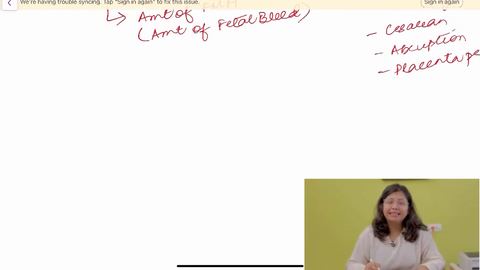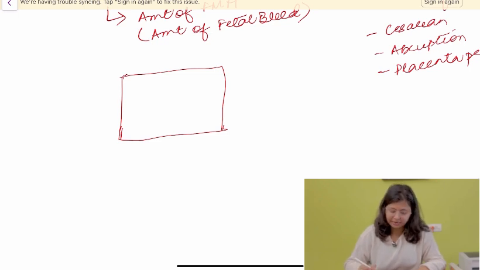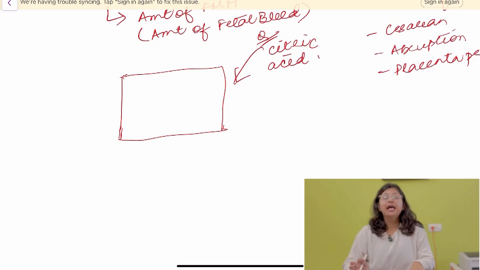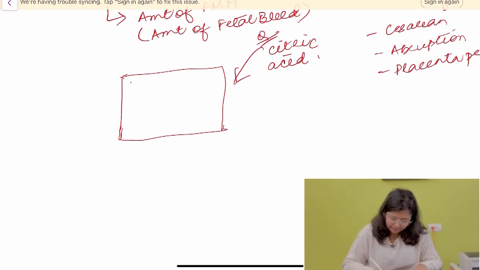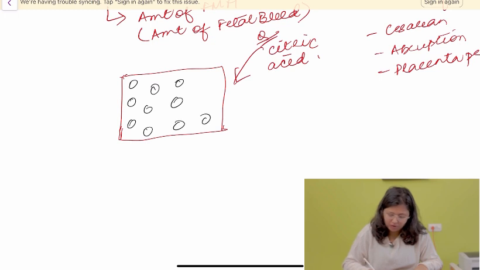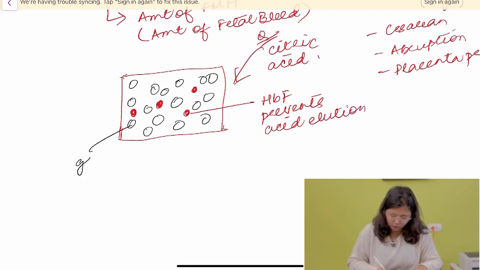So what is basically happening in the KB test is that we take the maternal blood, so there may be some fetal red cells in it because feto-maternal hemorrhage has happened, and then we add an acid to it. And what acid do we add? This is also a question. We add citric acid. Now, the hemoglobin F that is present in fetal RBCs is very resistant to acid elution, but maternal hemoglobin is not. So when I add this acid, I will see a background of washed out maternal cells, and in the middle of that, I will see some fetal RBCs, which because of HbF have still retained their color. So HbF resists acid elution. And these maternal cells look like ghost cells.